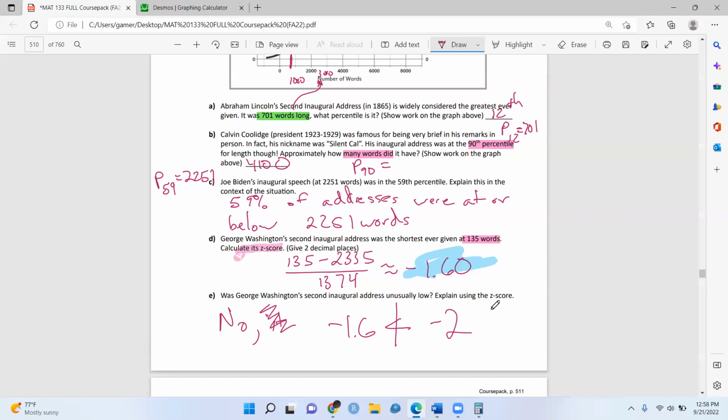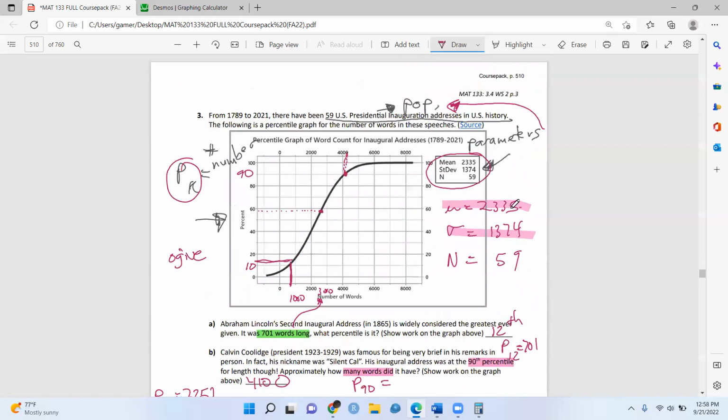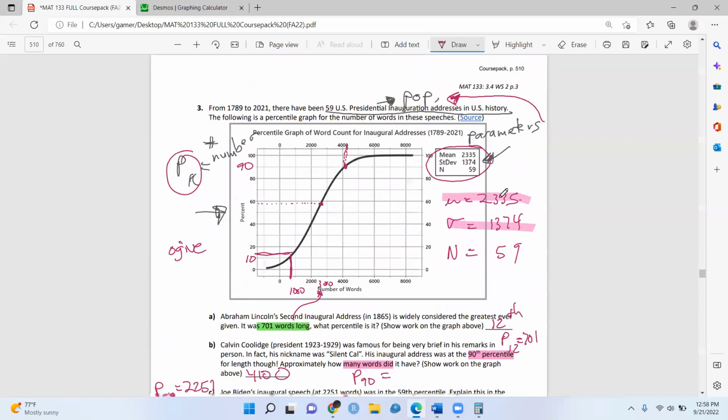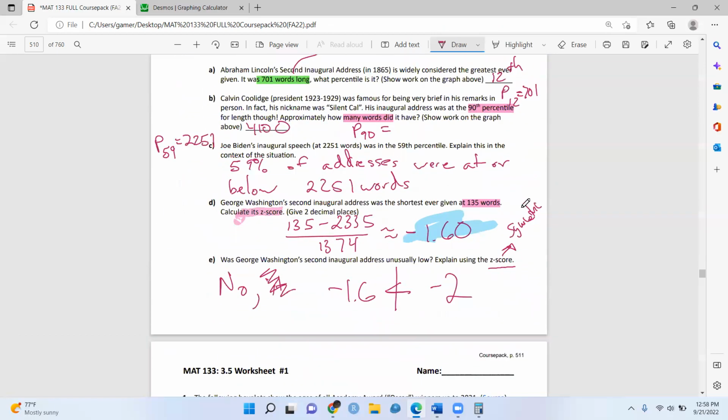Remember that this Z-score thing too is only true if we have a symmetric data set. If it's not symmetric, then it's not true. And we don't actually know the distribution of this data set. It doesn't tell us anywhere.